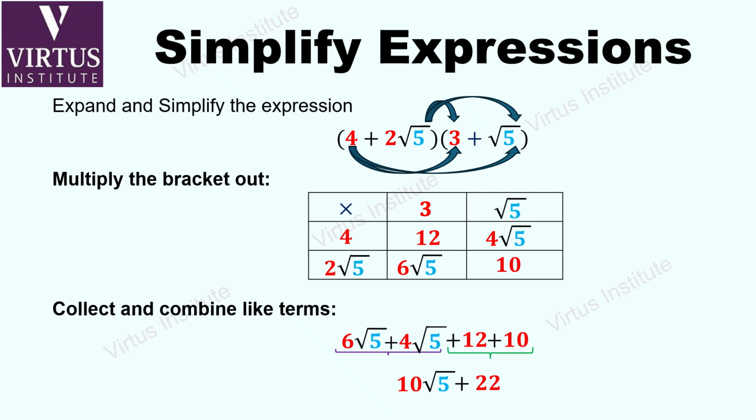Remember, multiply each term in the first bracket by every term in the second bracket. Simplify any surds where possible. Combine like surd terms and combine all the whole numbers.